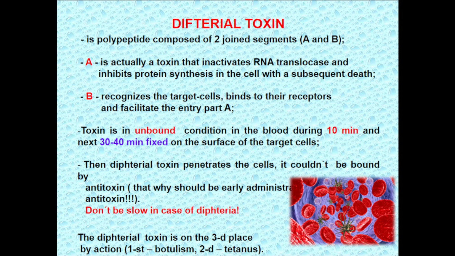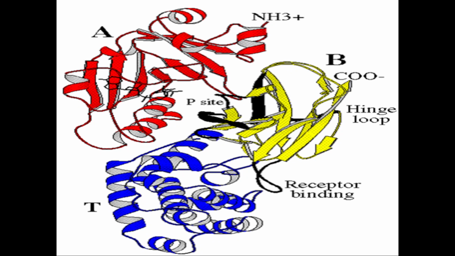Toxin is in an unbound condition in the blood for 10 minutes and for the next 30-40 minutes is fixed on the surface of the target cell. Then diphtheria toxin penetrates the cell. It can't be bound by antitoxin. That's why antitoxin should be administered early. Don't be slow in case of diphtheria, it saves lives. Diphtheria toxin is in third place by action. First, botulism, second, tetanus. So it's still a rather strong toxin. Again, how this toxin looks.